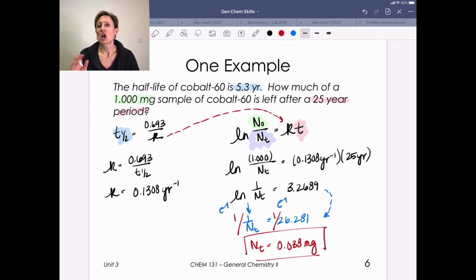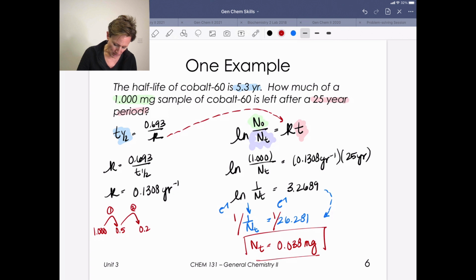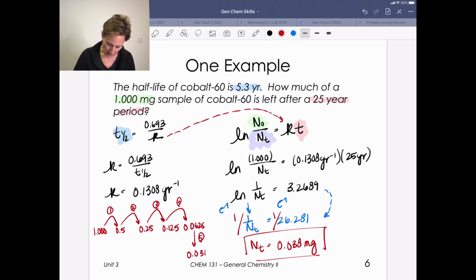Now I just want to highlight a good thing to do is kind of predict what you think that answer might be. See if you can follow this logic for a minute. If I start with 1 milligram, after 1 half-life, I'm going to have a half a milligram left. If I go through another half-life, I'm going to have 0.25 milligrams left. And I think you see sort of where this is going. 0.125 is going to be 3 half-lives. 0.0625 is going to be 4 half-lives. And if I go through one more half-life, this is going to be 0.03125.